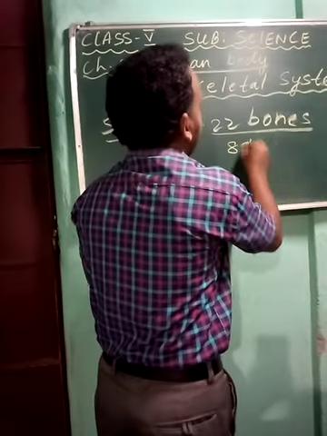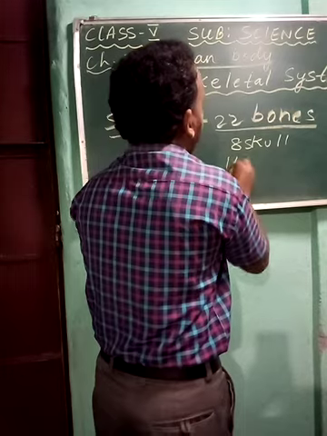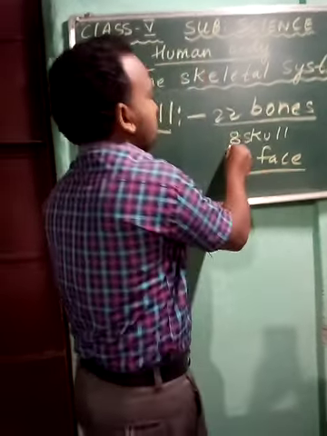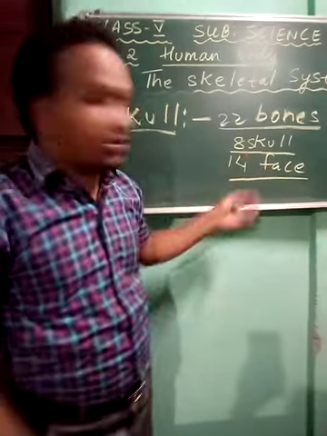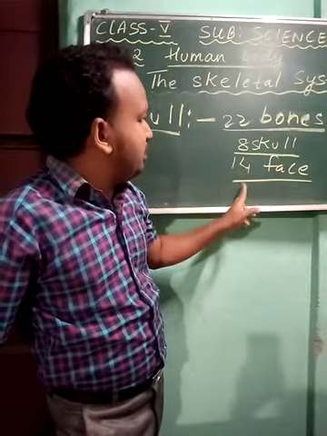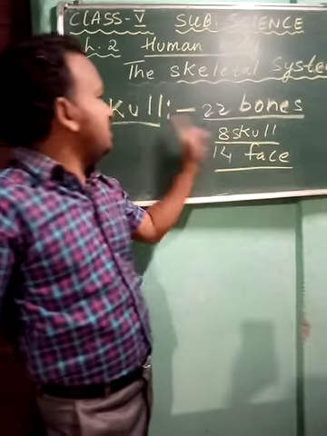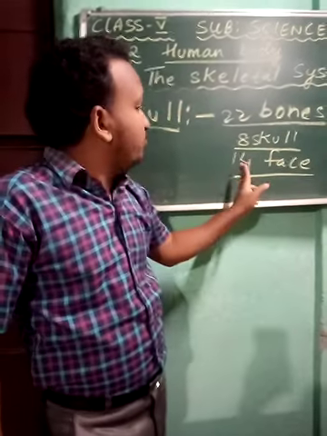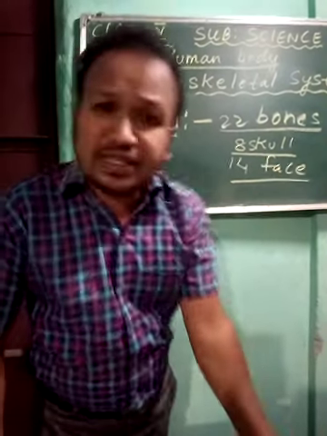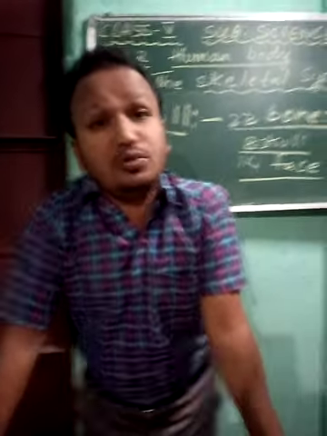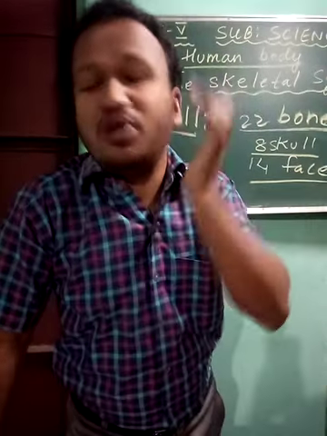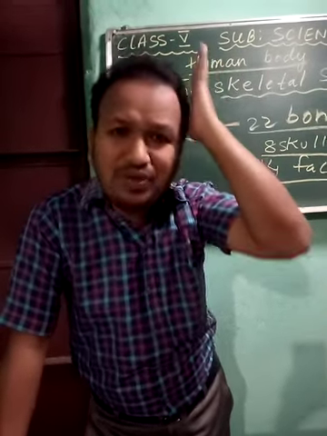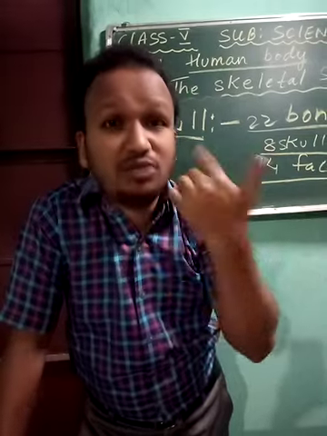So 8 are in the skull and 14 are present on our face. You see, completely it becomes 22. So 22 bones are there in the skull. We cannot count them like this, one, two, three, four. Completely we have 22: on the skull we have 8 bones, and on the face we have how many bones?